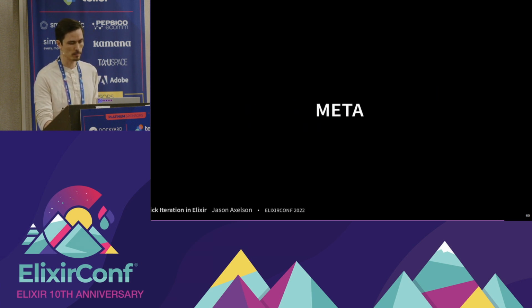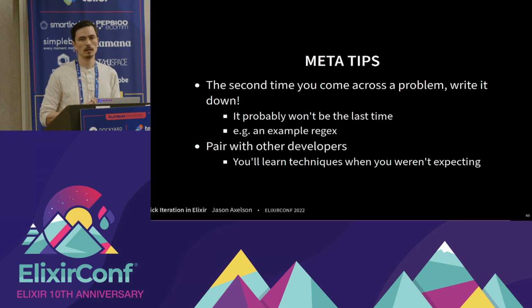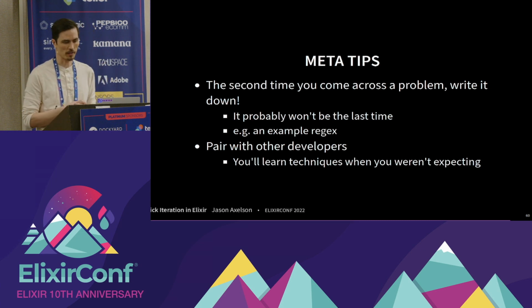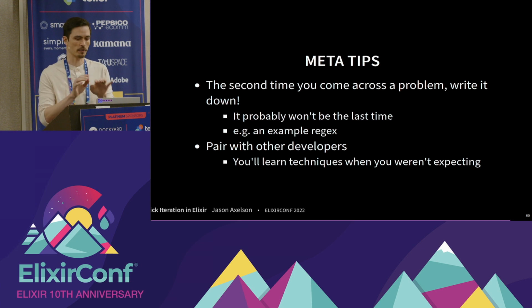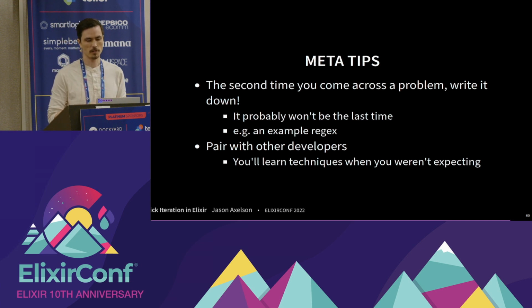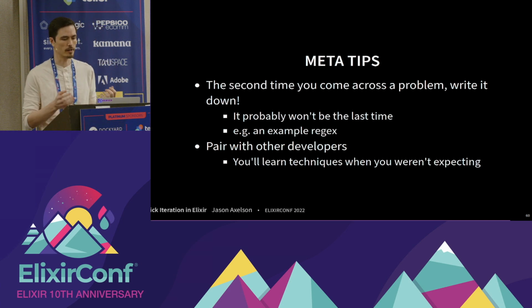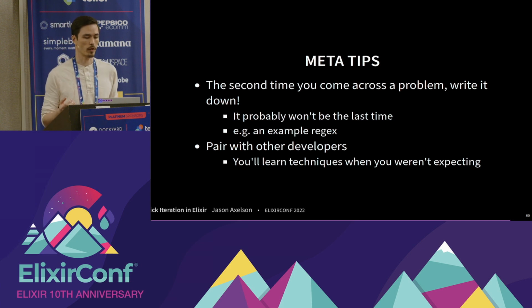I have a few meta tips. As programmers, we're always coming across problems. That's what we're doing. We're problem solvers. And sometimes we come across problems multiple times. So I think that the second time you encounter a problem, you should just write yourself a short note. Because if you encountered it a second time, you're probably going to encounter it again. So having the note there will help you to remember what it was. And then you can come back later, and maybe you'll even make a short blog post about it or create a TIL and help the community that way.